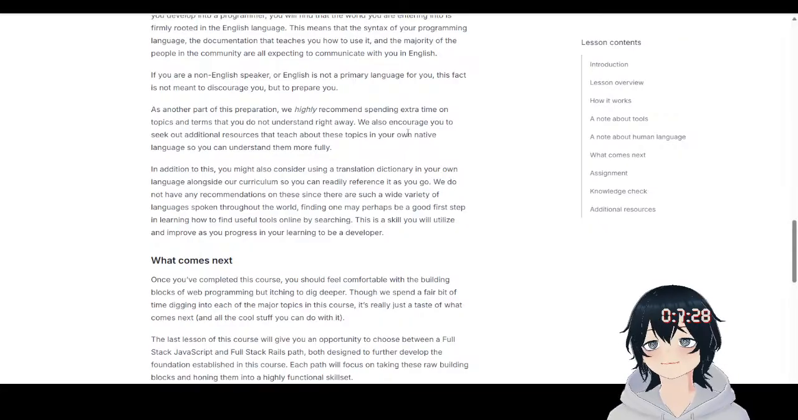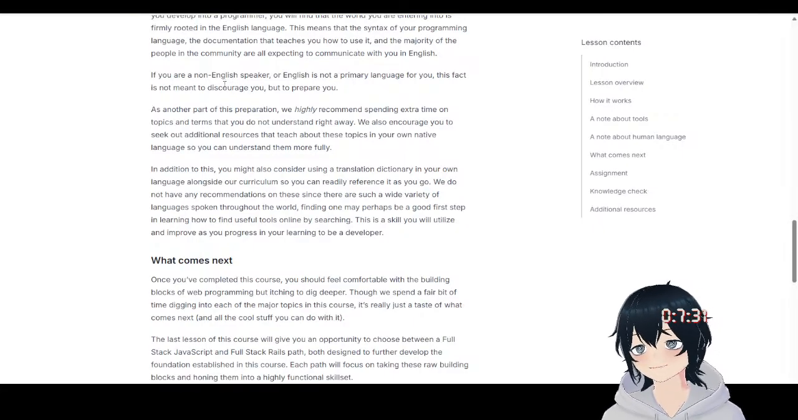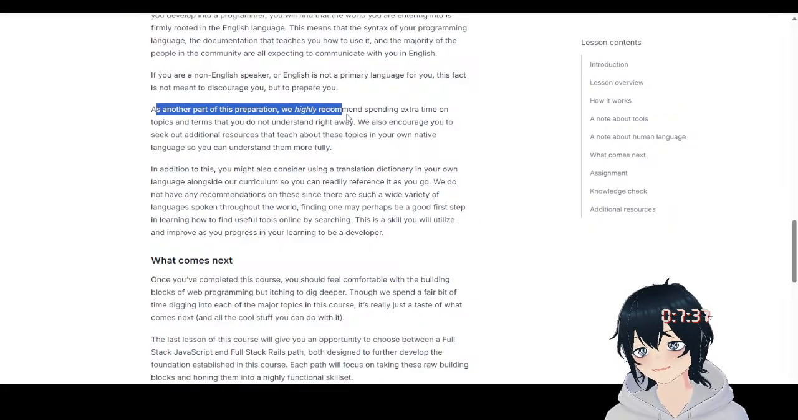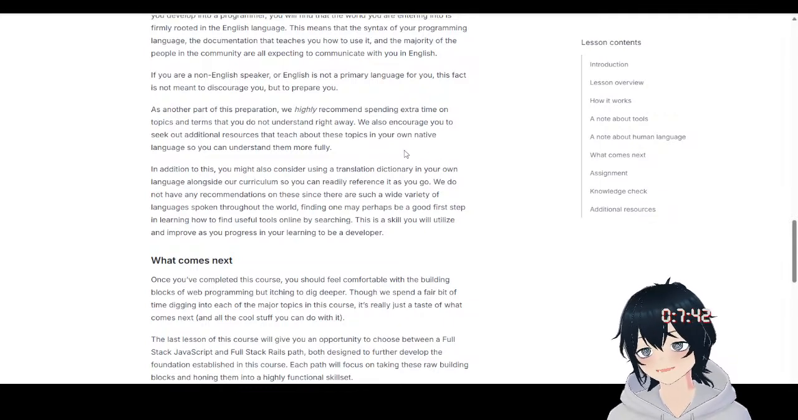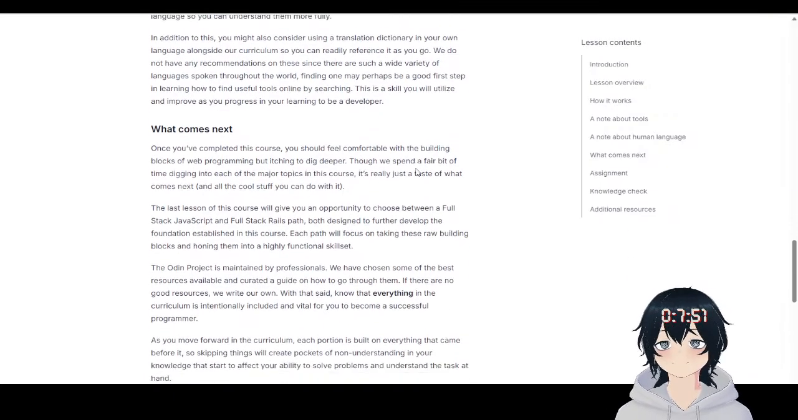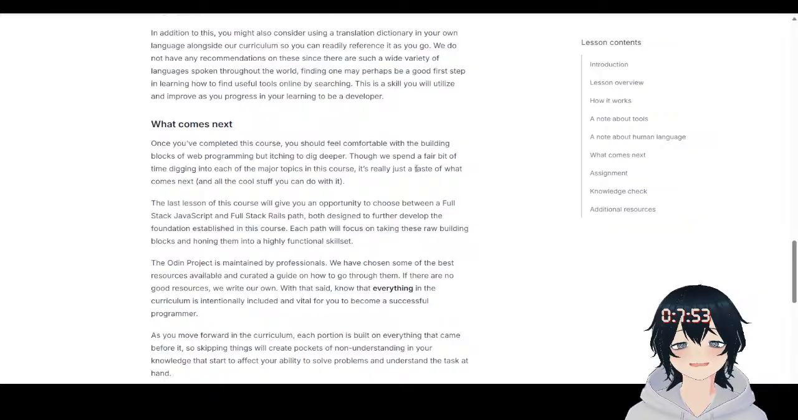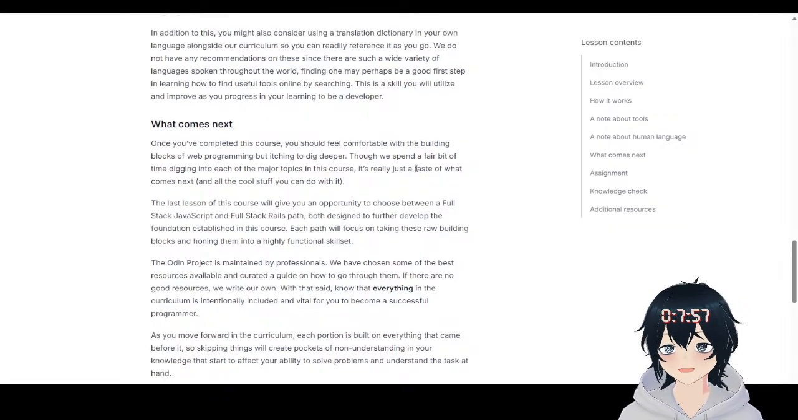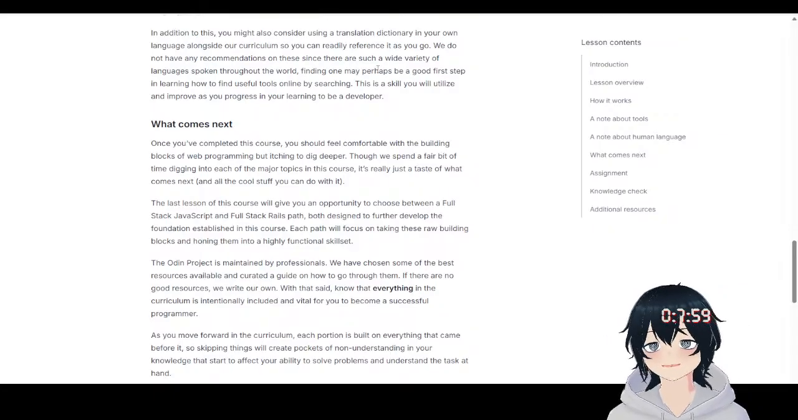If you are a non-English speaker or English is not your primary language, this fact is not meant to discourage you but to prepare you. As another part of this preparation, we highly recommend spending extra time on topics and terms that you do not understand right away. We also encourage you to seek out additional resources that teach about these topics in your own native language so you can understand them more fully. In addition to this, you might also consider using a translation dictionary in your own language alongside our curriculum so you can readily reference it as you go.